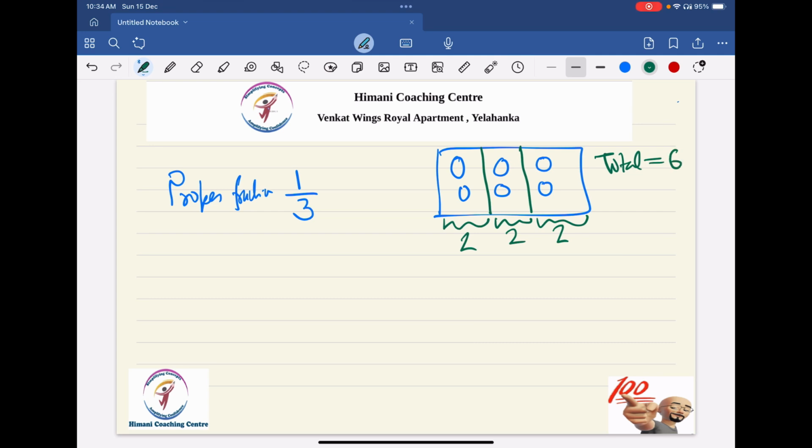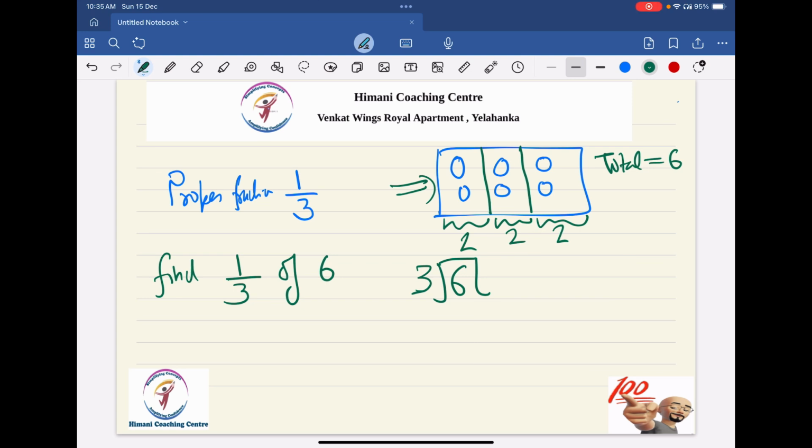Total are 6. Okay. So now see, if the question is find 1 by 3 of 6. So one is, you can draw the diagrams like this and divide them into 3 equal parts and get the answer. Otherwise, what we can do is, if I have to find 1 by 3 of 6, you can just divide 6 by 3, because what are we doing here?